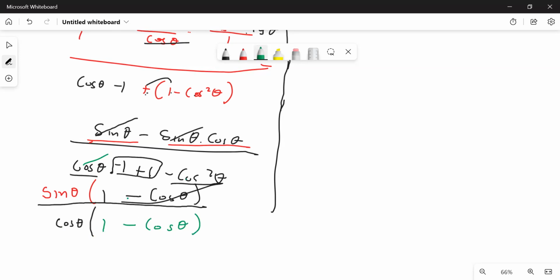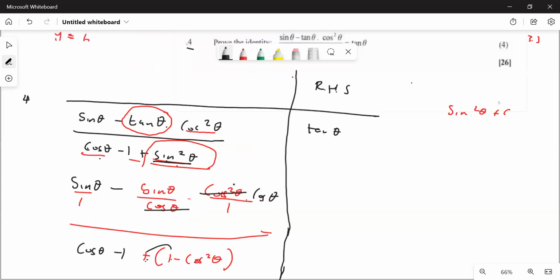Now look at the following. You have 1 minus cos theta, and then here you also have 1 minus cos theta. What are you remaining with? What is sine theta all over cos theta? Tan. It's tan of theta, which is going to be equal to the right-hand side. We were required to prove that this is equal to tan theta.